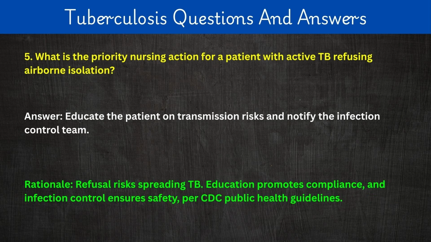5. What is the priority nursing action for a patient with active TB refusing airborne isolation? Answer. Educate the patient on transmission risks and notify the infection control team. Rationale. Refusal risks spreading TB. Education promotes compliance, and infection control ensures safety, per CDC public health guidelines.